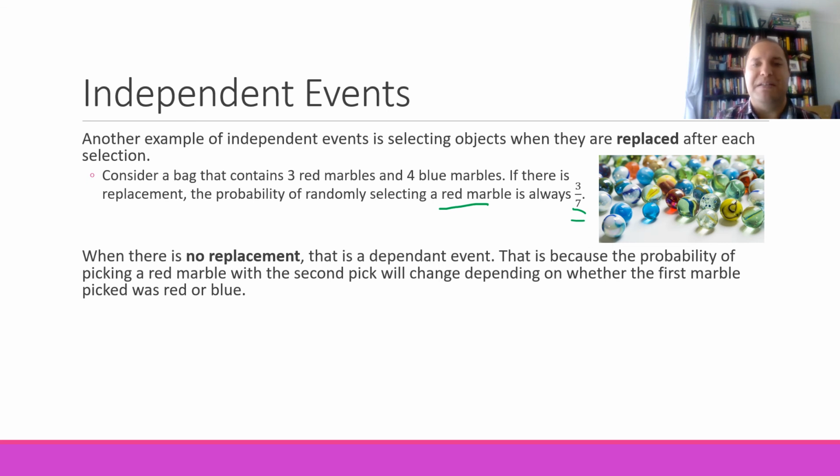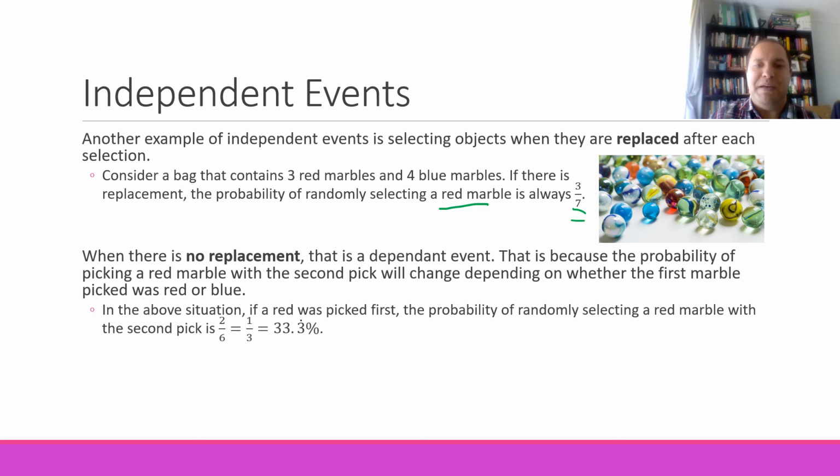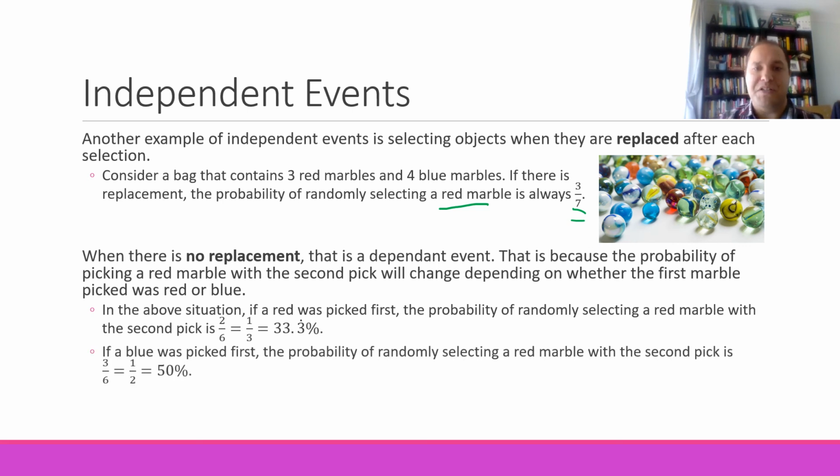Now, when there's no replacement, that means it's dependent, because the probability of picking a red marble with our second pick will change depending on whether or not we picked a red or a blue the first time. So in the above situation, if a red was picked first, the probability of selecting a red marble with the second pick is 2 out of 6 or 1/3. But if we picked a blue first, the probability of picking a red marble with the second pick is now 1/2. So the probability is changing depending on what was picked first. So not replacing items is a conditional event. Replacing items is an independent event.